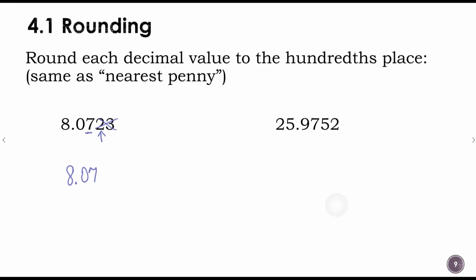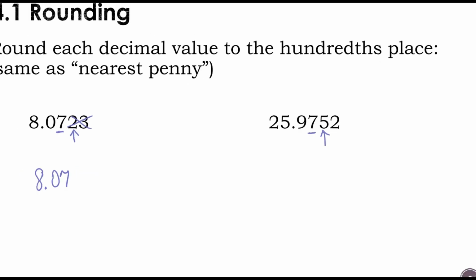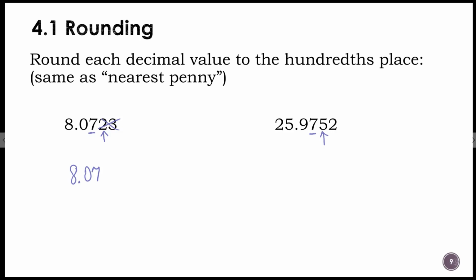And then the next one, we're rounding to the hundredths place again. I have a 5 there. The 5 means, right, 5 or more, I add 1. So this will be, whoops, I zoomed it. This will be 25.98. And then once again, we drop these numbers, right? We added to this 7 because of the 5, and then we drop it.